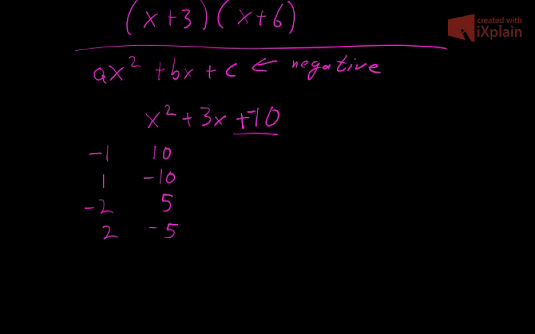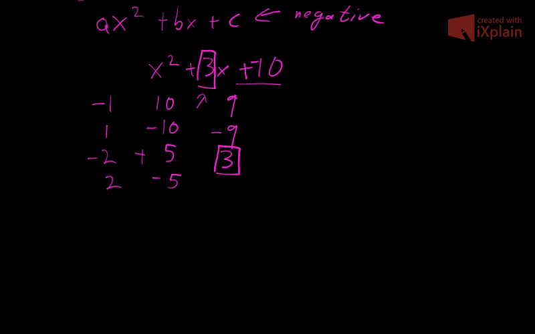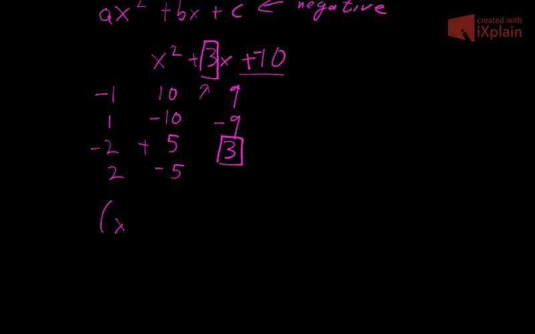So looking through here, negative 1 plus 10 is going to give me 9. 1 and negative 10 gives me negative 9. Negative 2 and 5 gives me 3. And 3 right here is the one I'm looking for. Because negative 2 and 5 is going to give me positive 3 when I add these up, and I wanted a number that would add to 3, that's what I'm going to use. And I end up with x plus 5 for my positive 5 here, and x minus 2 for my negative 2 here.